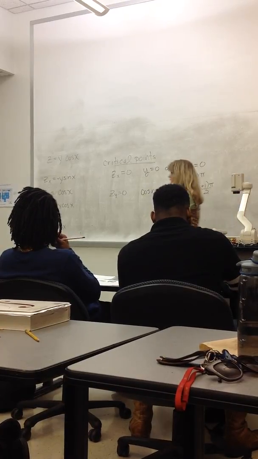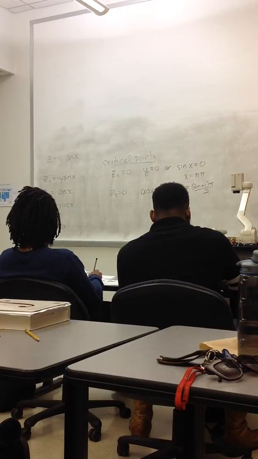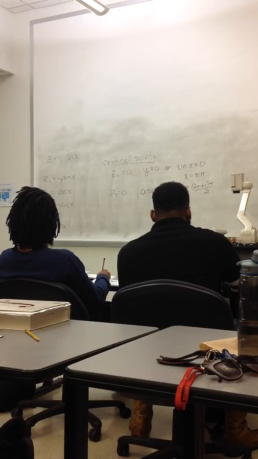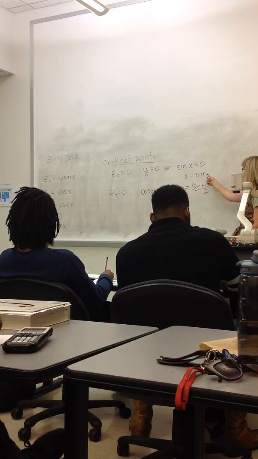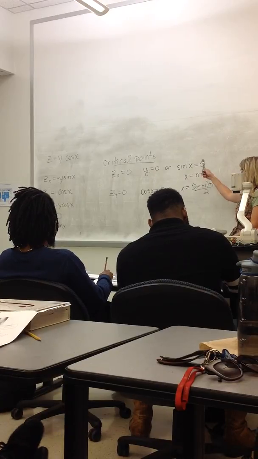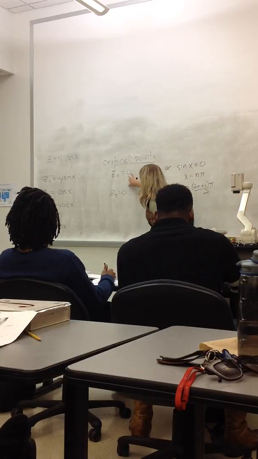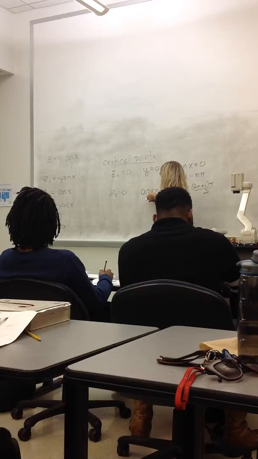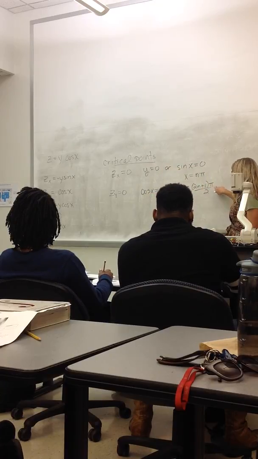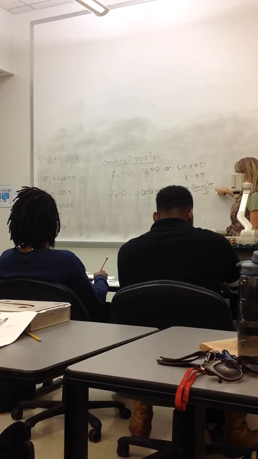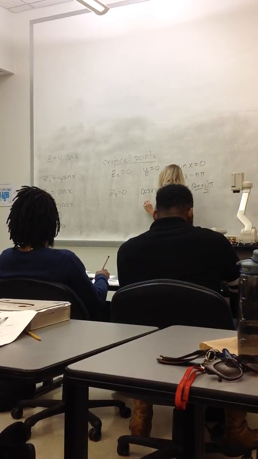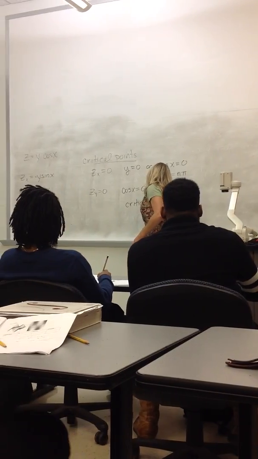So let's step back and think about this a minute. For z sub x to be 0, y could be 0, or sine of x could be 0, meaning x would have to be any multiple of pi. But critical points mean both are 0. Both of these have to be 0 for it to be a critical point. So for z sub y to be 0, I have to have x's fit this pattern. Otherwise, z sub y is not going to be 0. So I have a whole bunch of critical points. I technically have infinitely many.